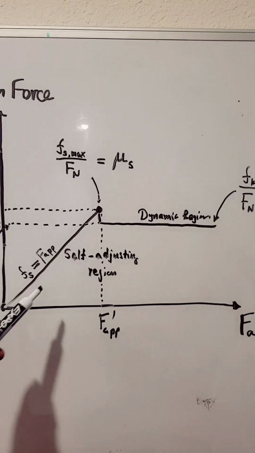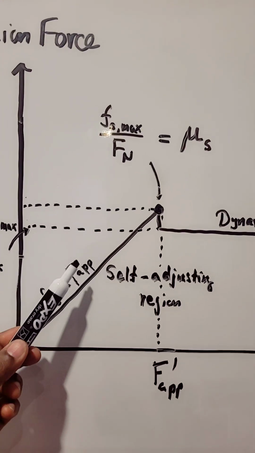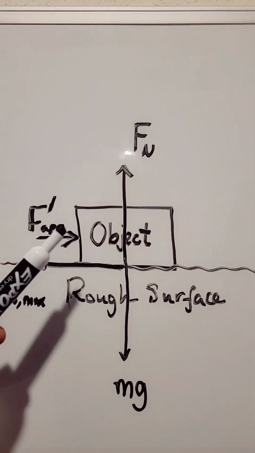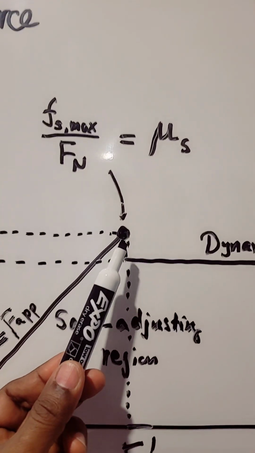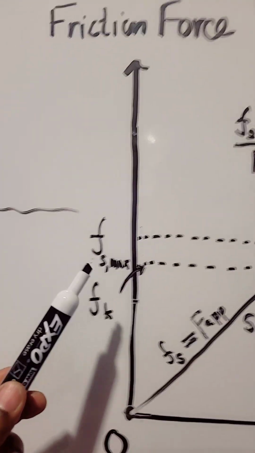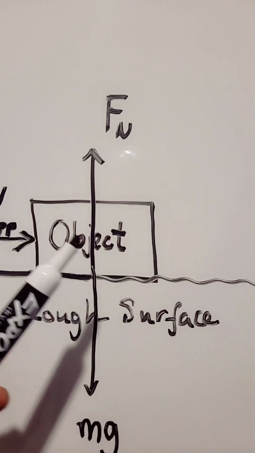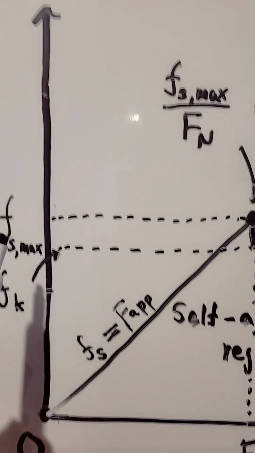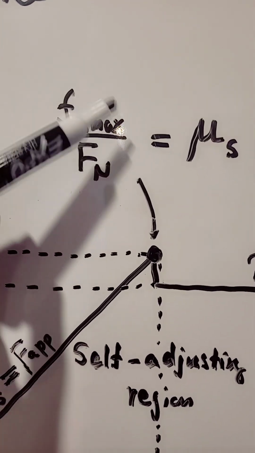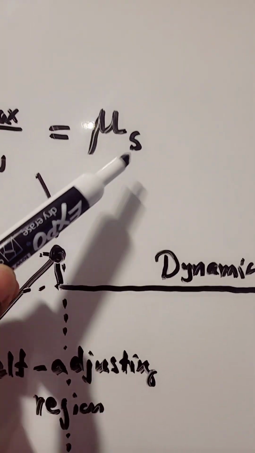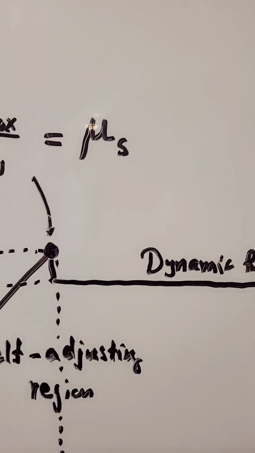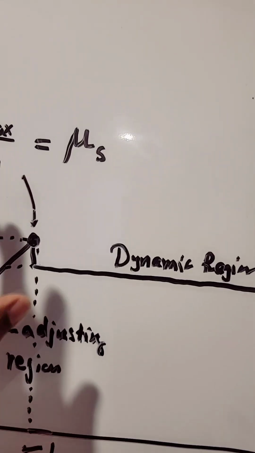So pretty much this is what we have for friction. We have a self-adjusting region where the static friction force is equal to the applied force and the object is not moving. Then we have a critical point where you have the maximum value of the static friction force. So that means the object is about to move, but it's not moving. So that maximum value of the static friction force divided by the normal force, this ratio is what we call the coefficient of static friction. It's just a number, usually between 0 and 1. It's a unitless number.